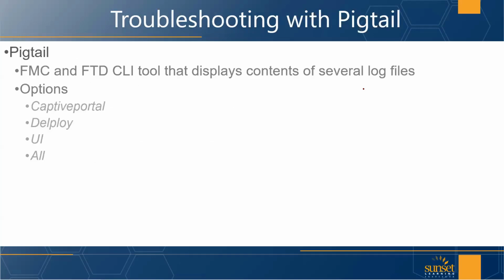Another thing we have is Pigtail. So Pigtail is actually really good. It's an FMC and FTD CLI only tool that displays the content of log files. So I have several log files that we have there, so you can actually look using Pigtail and see inside those logs. They're very useful for troubleshooting. There are only 4 options from the main command line, though. You can debug all the user interface, anything that's going on with deployment, and then captive portal.